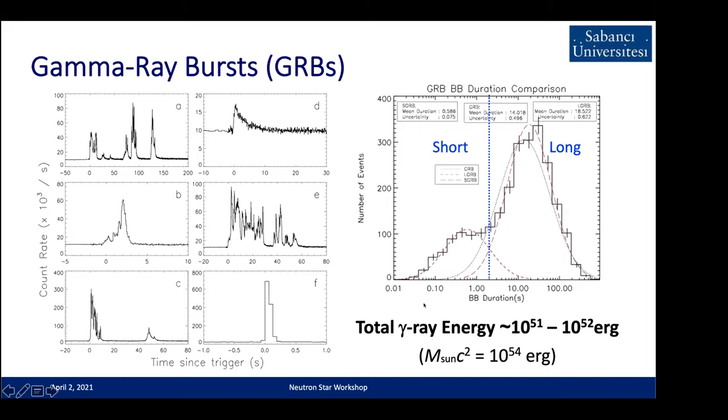And in general, when you estimate how much energy is emitted in gamma rays in these, both short and long, the total energy is about 10^51 to 10^52 ergs.